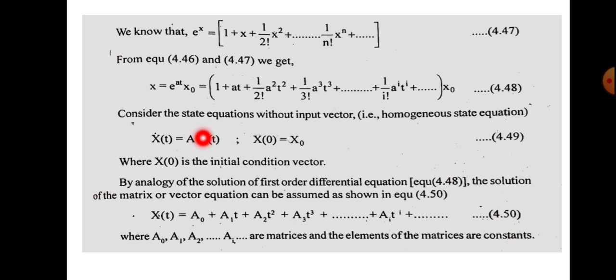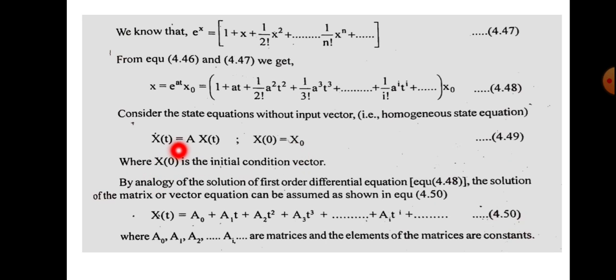We know that the state equation is represented by x dot of t equal to a into x of t plus b into u of t. Here input is equal to 0, so the b into u of t term will be equal to 0. So x dot of t equal to a into x of t. This is the state equation corresponding to a first order system. And also it is given that x of 0 equal to x0, which is the initial condition.